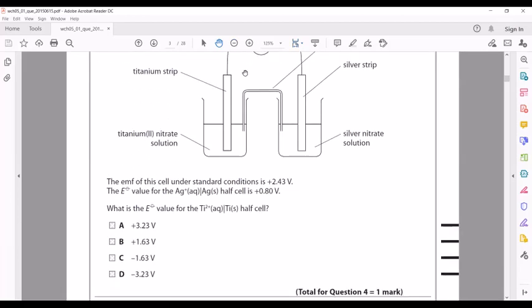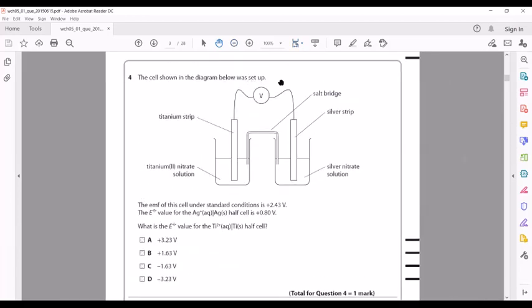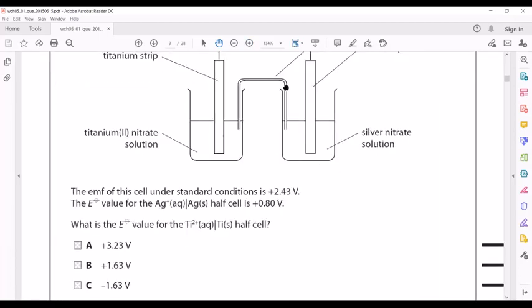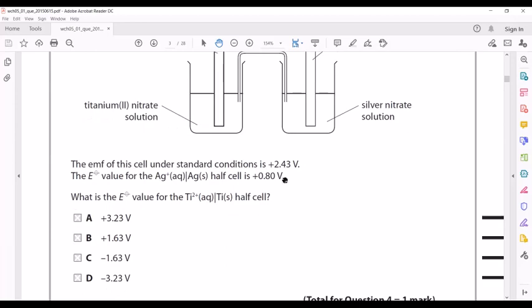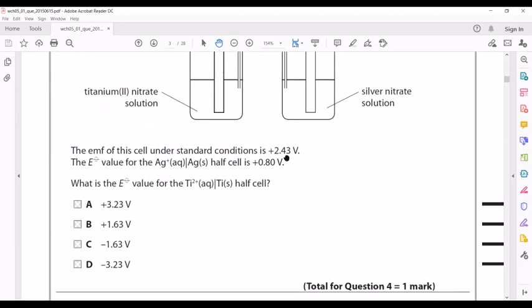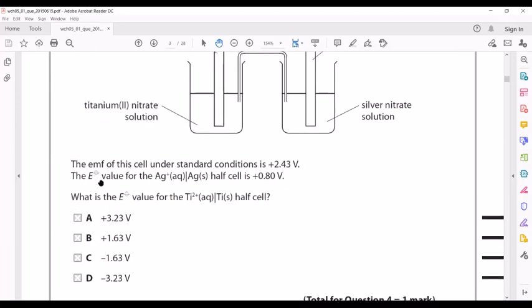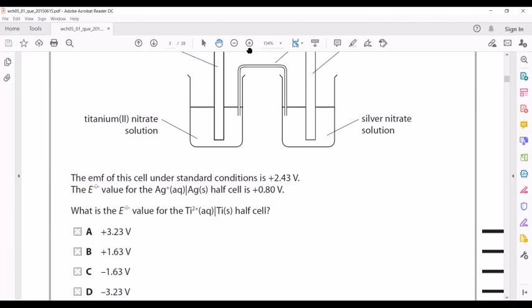Question 4. The cell shows the diagram below. Setup: titanium strip and silver strips are used, titanium 2 nitrate and silver 2 nitrate. The EMF at standard condition is 2.43 of a cell. The electrode potential value for silver is 0.8. What is the electrode potential for titanium?